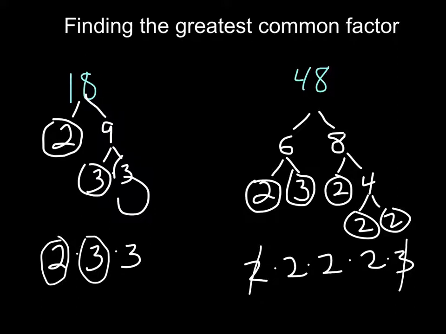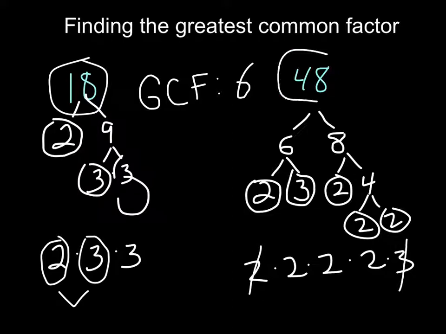So my last step now is to take the factors that were common, the ones that I circled, or that matched in both sets of numbers, and I just multiply those. So in this case, I'm taking 2 times 3, which is 6. So I know my greatest common factor for those two numbers is 6, which means I can count by 6 to get to both 18 and 48, and that's the biggest number I can count by, or the biggest factor, to get to those two numbers.